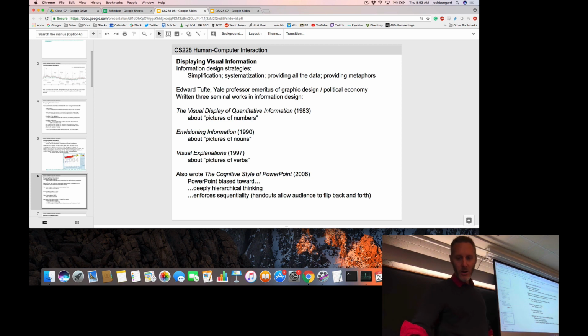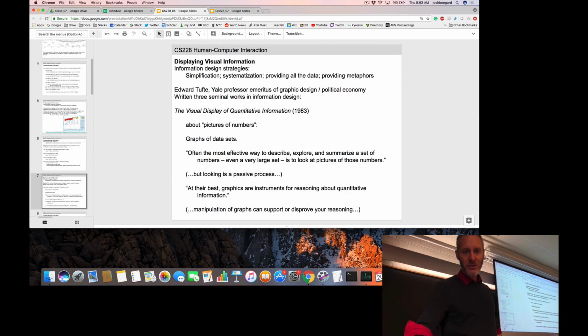Okay. Let's start with pictures of numbers, and the obvious thing here again is to create graphs. And we've seen a lot of those so far: scatter plots, cumulative density distributions, animations, and so on. So often one of the most effective ways to describe, explore, and summarize a large amount of data is to look at pictures of those numbers. But looking is a passive process.